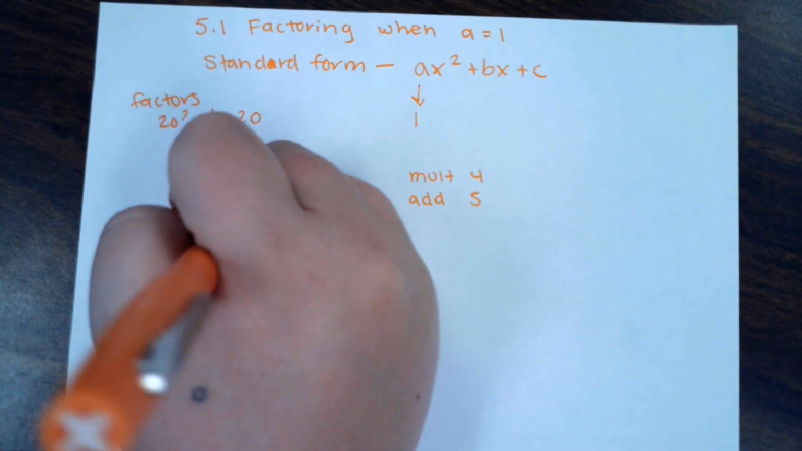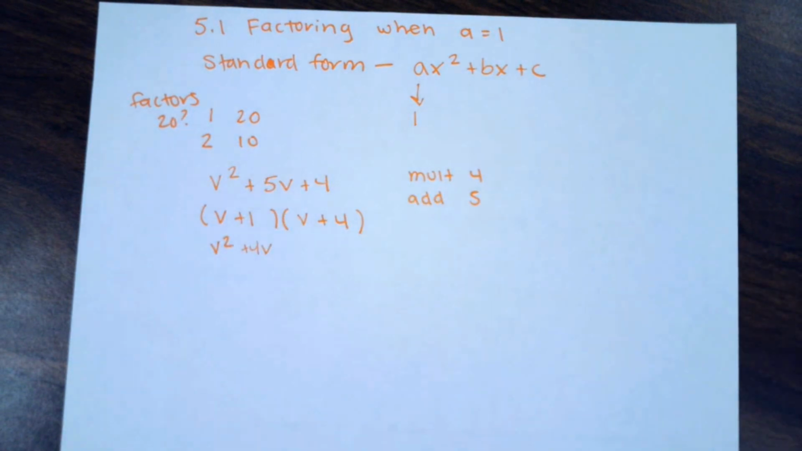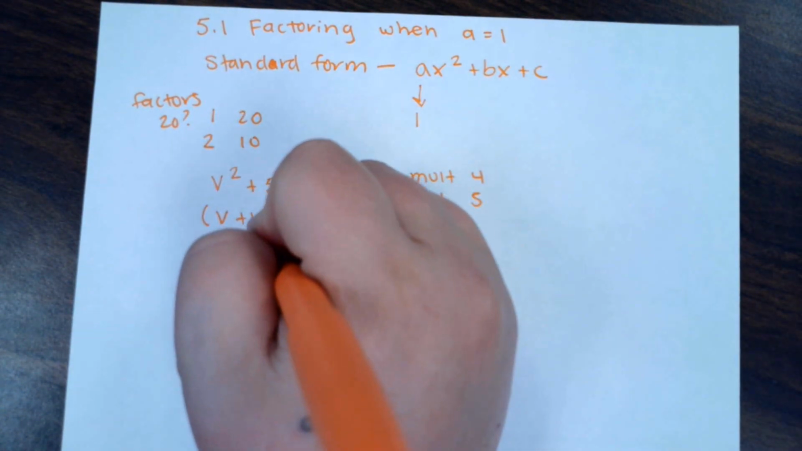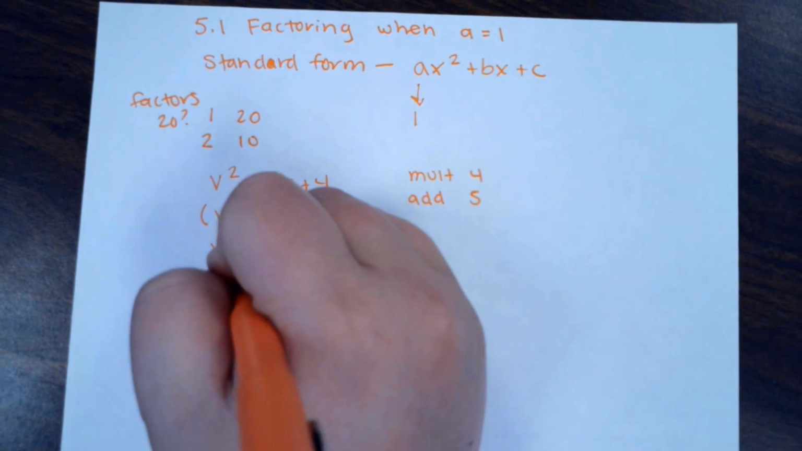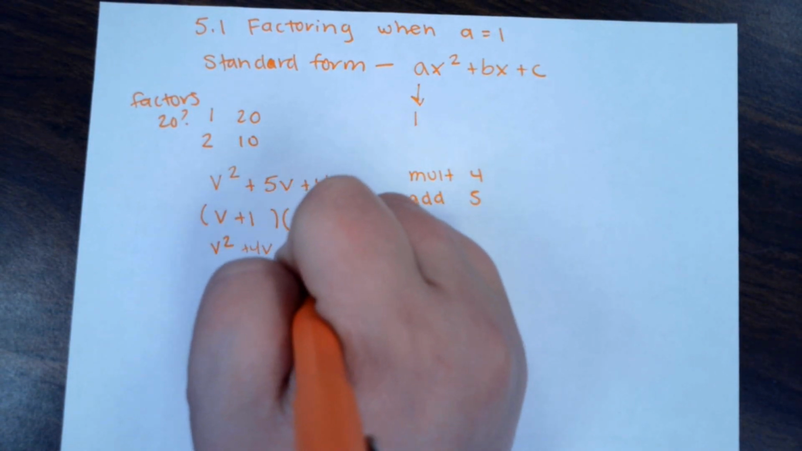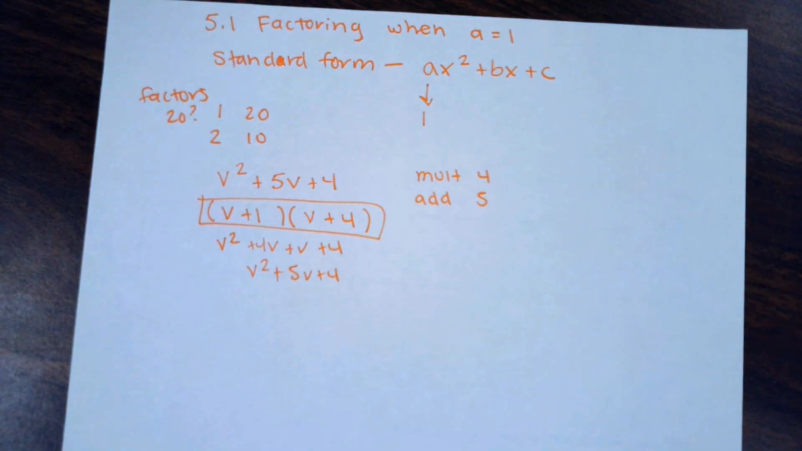v times v is v squared. v times 4 is 4v. 1 times v is v. 1 times 4 is 4. Combine like terms, and we have our original trinomial. So we know we are correct.